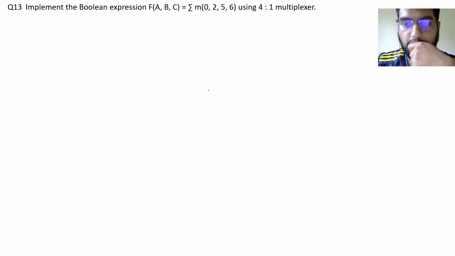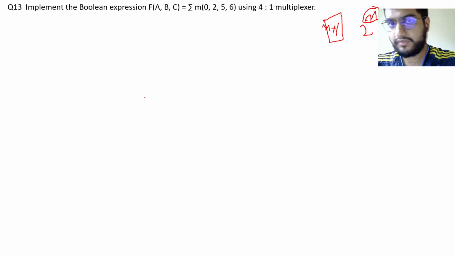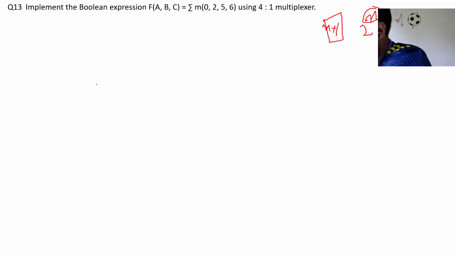Now moving forward to another question. Here we again have a three variable function f(a, b, c), and we are asked to implement the summation of 0, 2, 5, 6. But the catch is we have to use only a 4:1 multiplexer. For an n plus 1 variable system, we can implement the function with a 2 raised to the power n cross 1 mux, where n variables are connected to select lines, and the one remaining variable is given as input. So here we'll take the help of the implementation table.